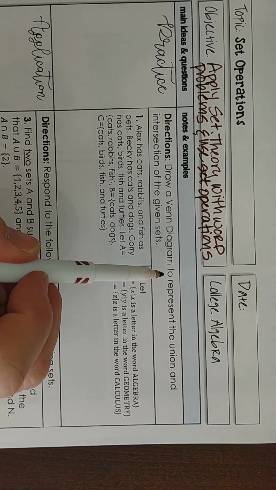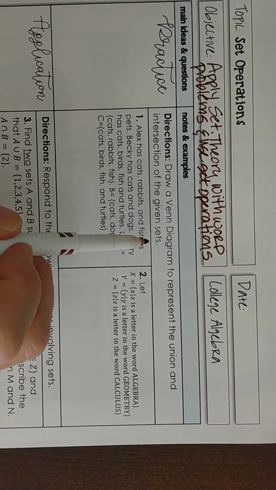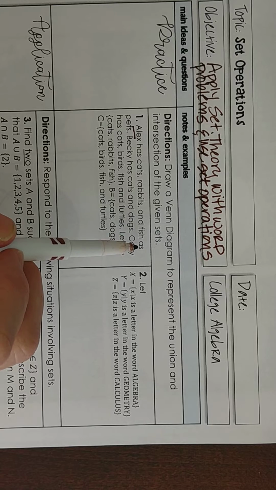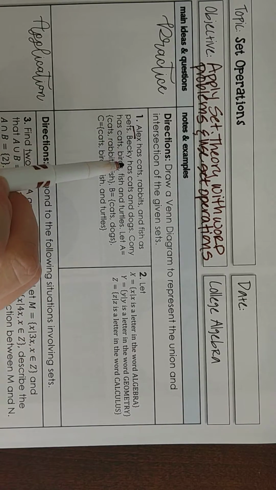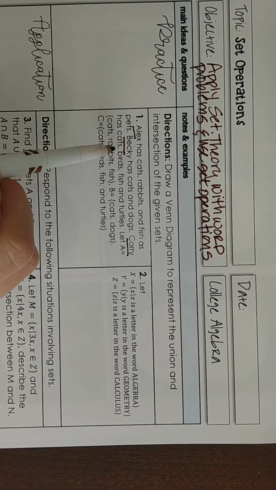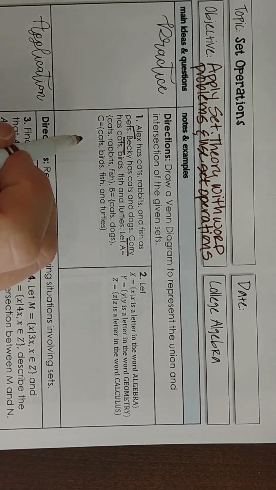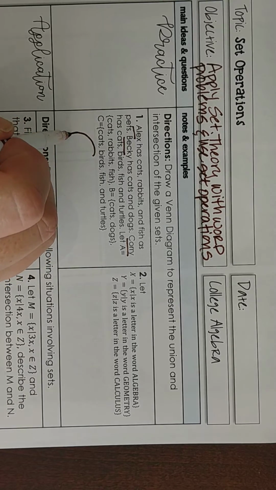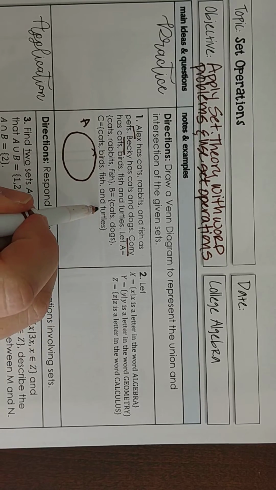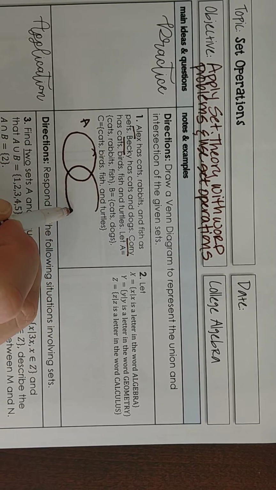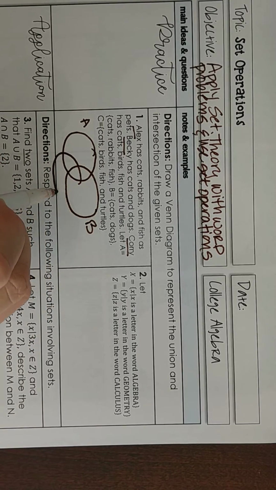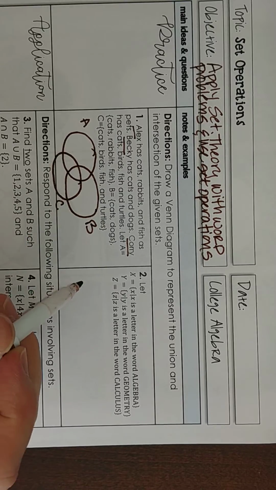So we're going to draw a Venn diagram to represent the union and intersection of the given sets. Alex has cats, rabbits, and fish as pets. Becky has cats and dogs. Corey has cats, birds, fish, and turtles. We're going to let A be Alex's pets, B be Becky's pets, and C be Corey's pets.